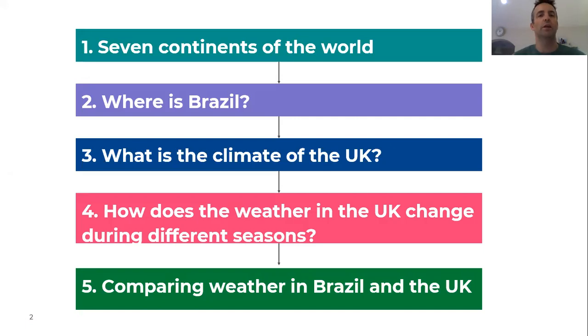So we're going to be looking at, and you're getting really good at this now, the 7 continents of the world and finding where Brazil is on the map. And then we're going to be looking at what the climate of the UK is like, and how this weather changes in different seasons. And finally, we're going to compare all of this information to an area that we've looked at in Brazil last lesson. So lots to get through today.